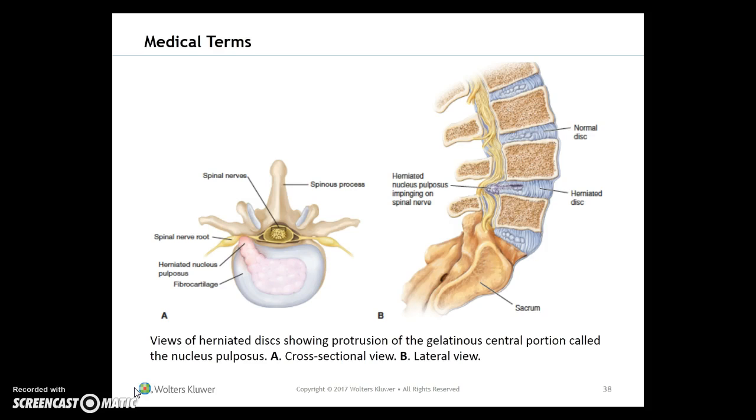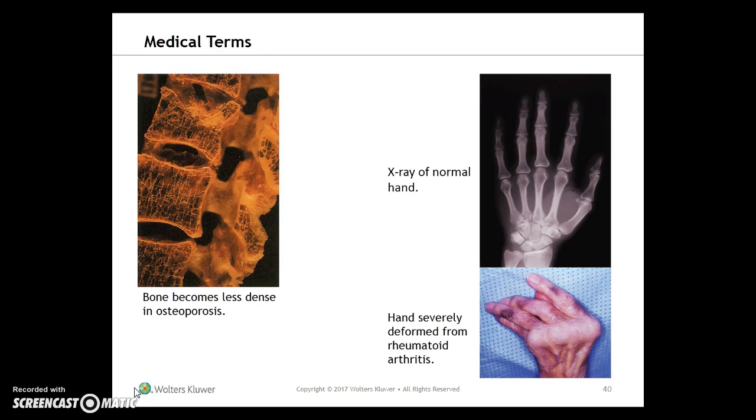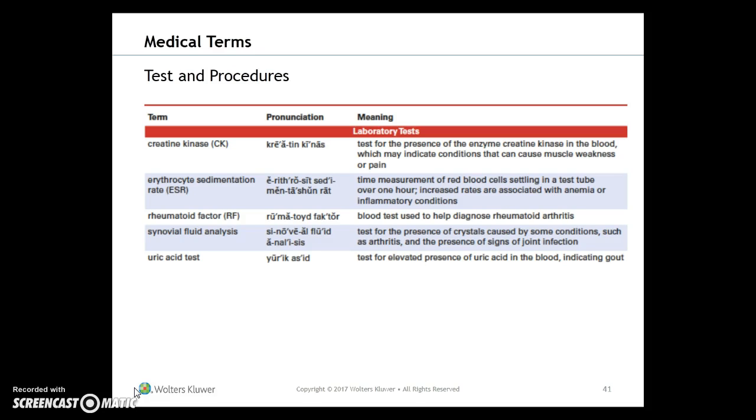Here's a great diagram view of the herniated disc showing protrusion of the gelatinous central portion called the nucleus pulposus, and you can see a cross-sectional view and a lateral view there. Again, lots of terms this chapter. Here we see a picture of when the bone is becoming less dense in osteoporosis, an x-ray of a normal hand, and then that bottom right hand is severely deformed from rheumatoid arthritis.